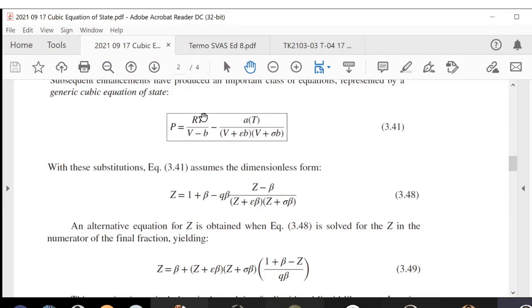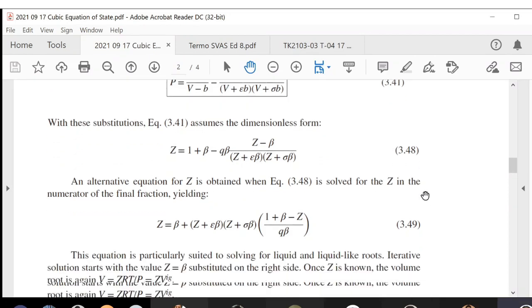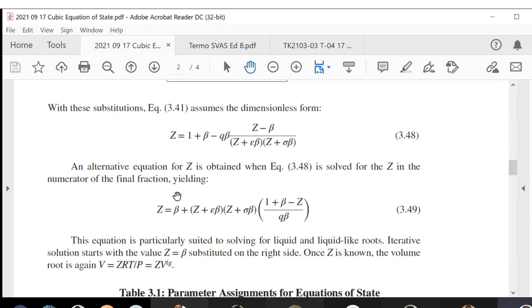Multiply by V over RT, what do we get over here? Well, the RT will cancel out, and then we have V over V minus B. And the same thing, we multiply this by V over RT. Finally, we get it in the form of Z over here. It is actually identical, this and this. The difference is just that Z is PV over RT. Okay, it is equation 48. Or in another form, it can be written as this. That is part of the mathematical manipulation.